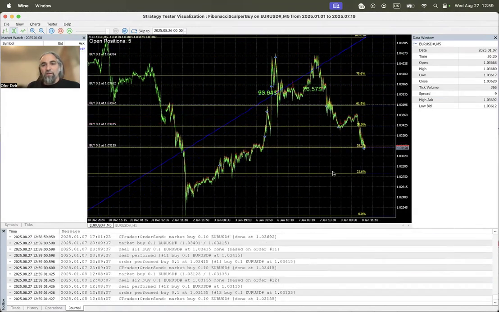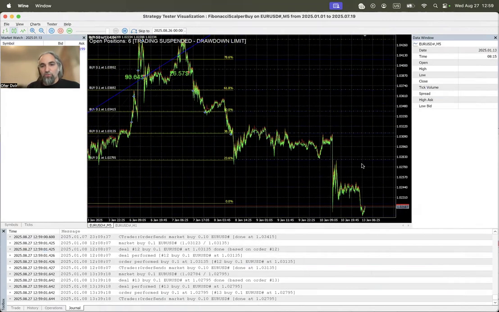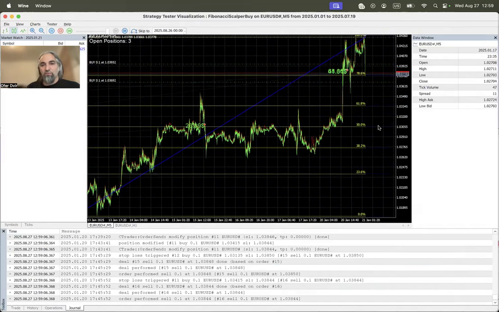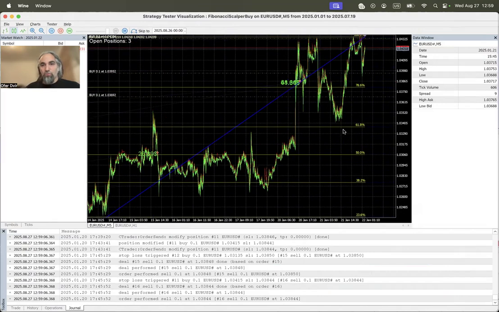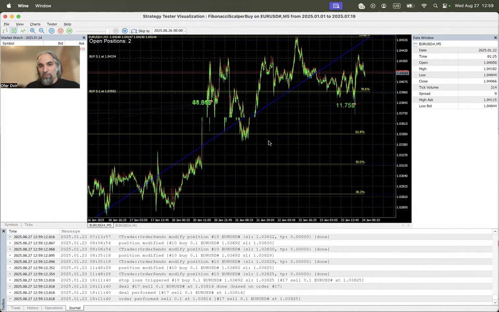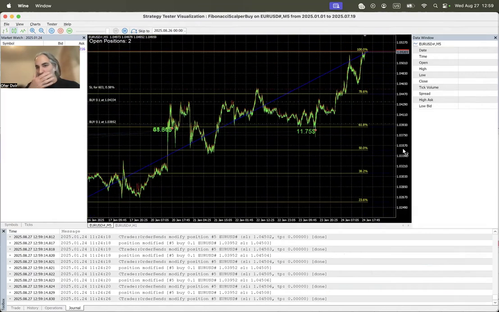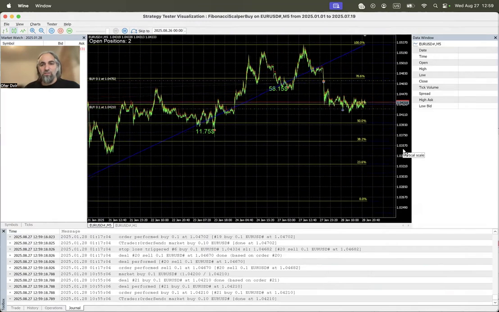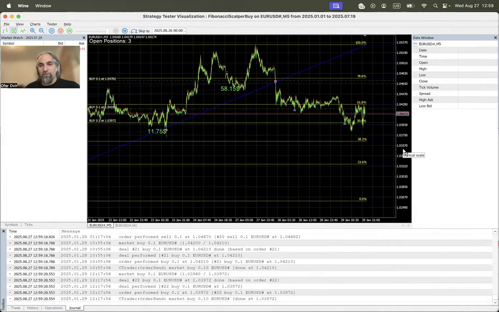As you can see, it opens on every Fibonacci level. Drawdown limit reached. A new position was closed. That's why the drawdown is... the conditions got better, of course, and so this is a test of half an hour, half a year.